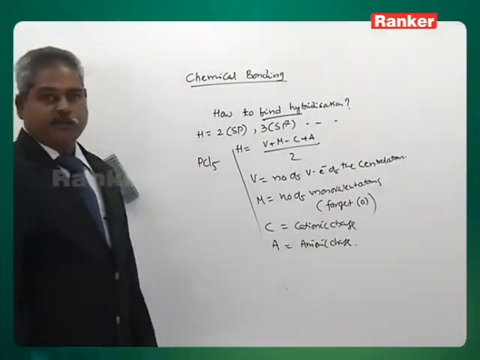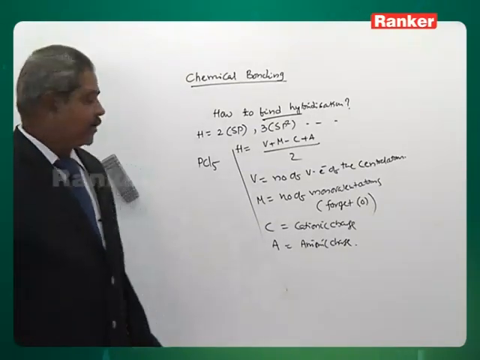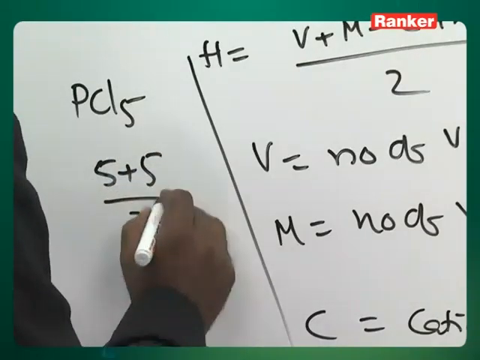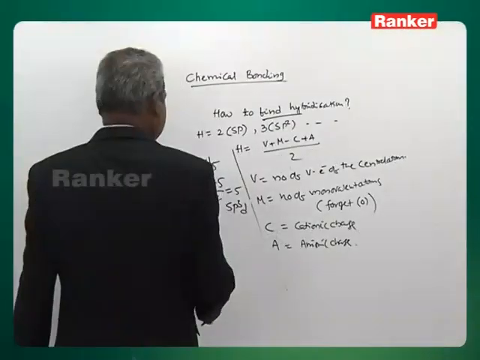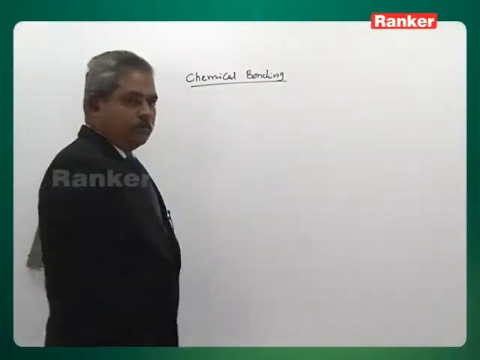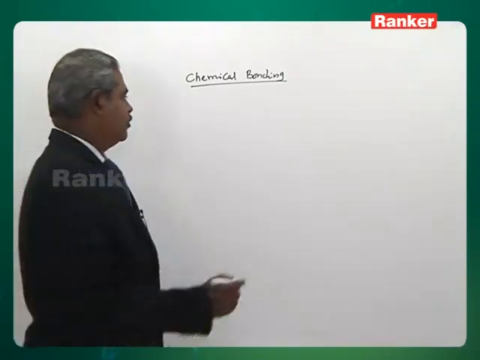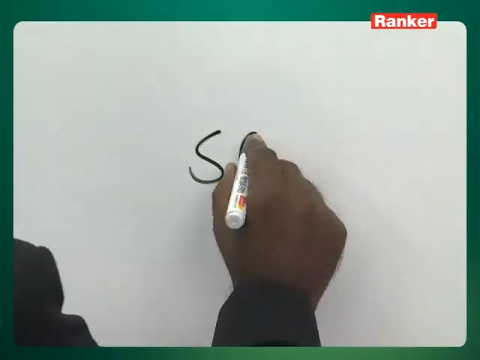PCl5, phosphorus. You should know that phosphorus belongs to the fifth group. The group number is extremely important. 5 plus 5 by 2, 5, sp3d. So, one big hurdle, how to find the hybridization of any molecule. You can apply this in any number of examples.